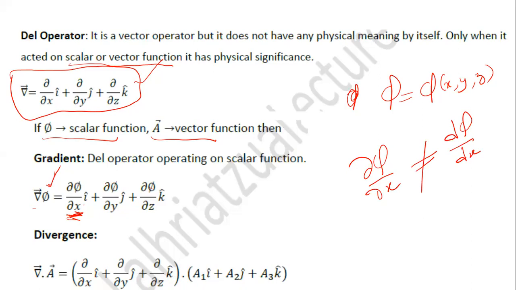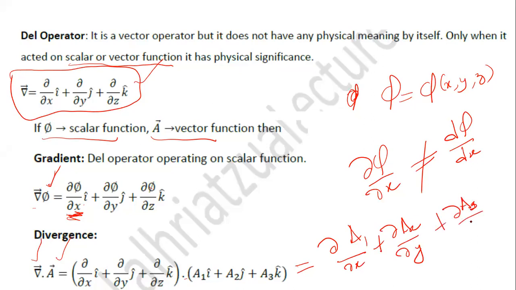So here is another del operator operating on a vector quantity, a vector function. Here the del operator is written on the left side of this vector, and when you put a dot product here, the del operator dot product with the vector a is what is known as the divergence of the vector a. I will talk about the physical meaning later. When you take a dot product between these two, i dot i will be 1, i dot j will be 0, i dot k will be 0. So the result of this dot product will be del a1 upon del x plus del a2 upon del y plus del a3 upon del z.